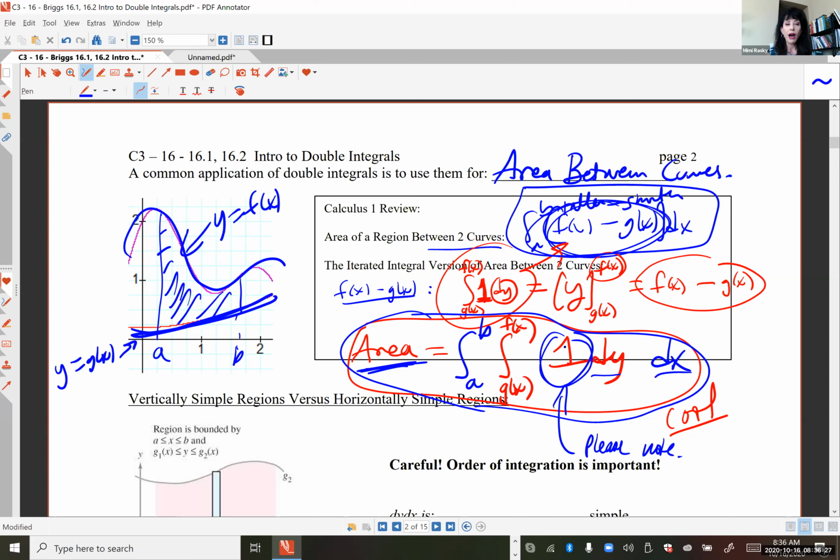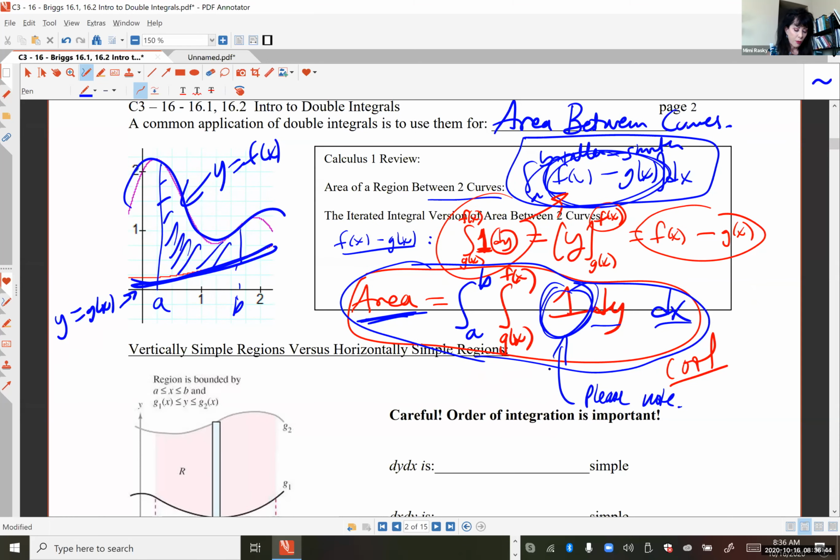If there's something other than a 1 in your double integral right there, that means it no longer represents area between two curves. Well, what does it mean? There's lots of possibilities, and we'll hopefully have time to get into that today if we get through enough examples.